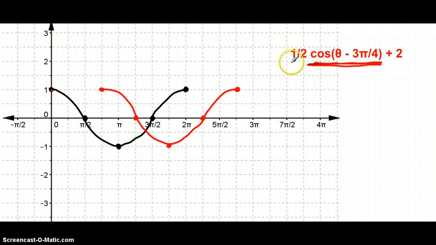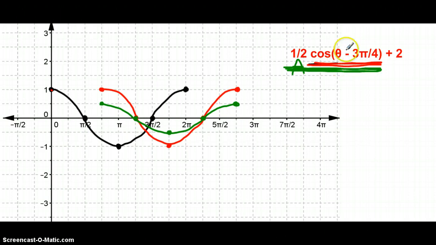Let's go ahead and apply the amplitude transformation. This time the factor of 1/2 compresses our graph vertically so that each y value is now half of what it originally was. So half of 1 is 1/2, half of 0 is 0, half of negative 1 is negative 1/2, 0 stays at 0, and again half of 1 is 1/2. We'll go ahead and sketch through here. And so now in green, we've got this part graphed.